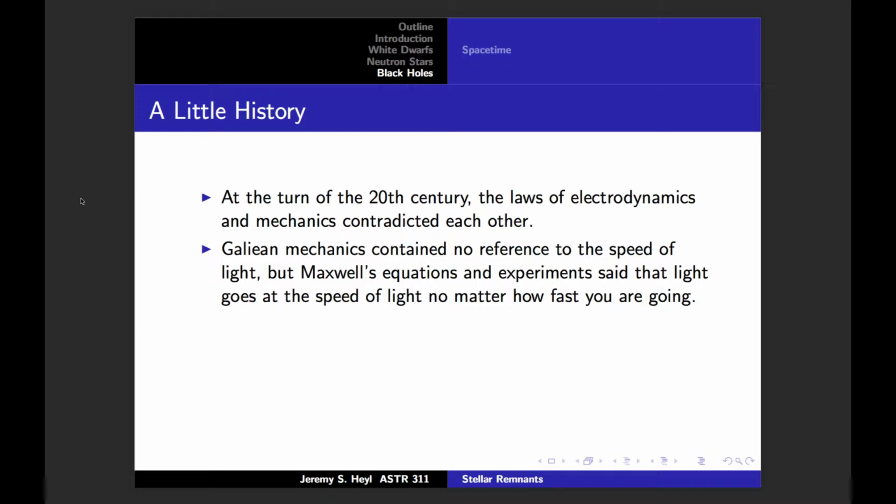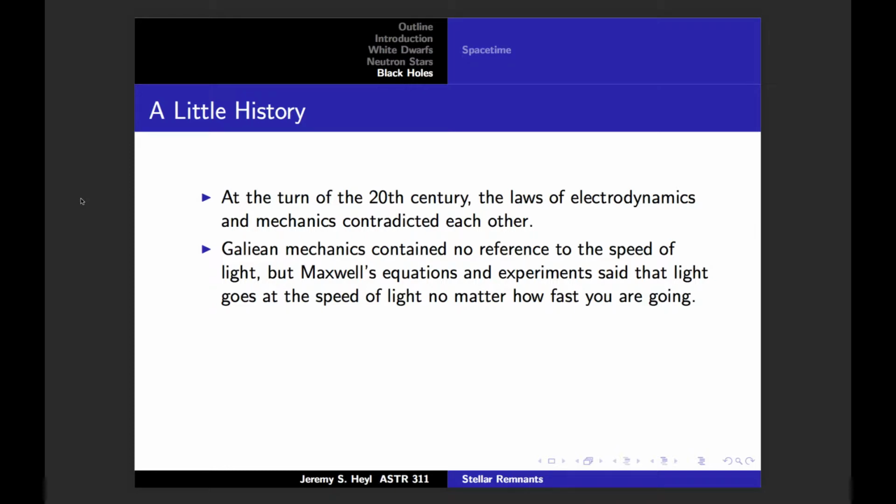But if instead of throwing a ball up and down the train, I decide to shoot a beam of light to my friend at the other end of the train, that beam of light, in fact, will go at the speed of light along the train. But to the person who's standing beside the train, it will also go at the speed of light. It doesn't go at the speed of light plus the speed of the train. No matter how fast you're going, the speed of light is the same, okay?